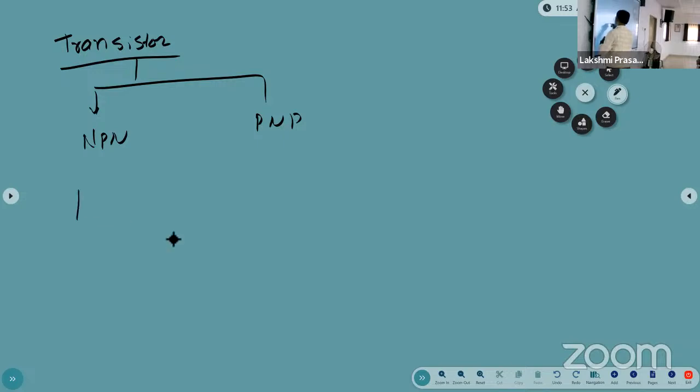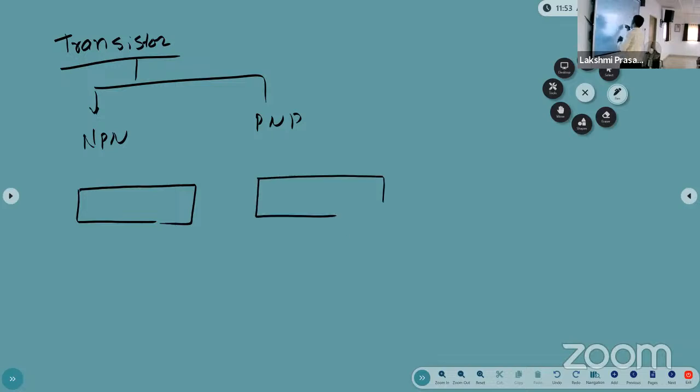Now, what are the regions? N, P, N and P, N, P. Looking at the diagrams, the 3 regions are there, in PNP and NPN. All are the same.